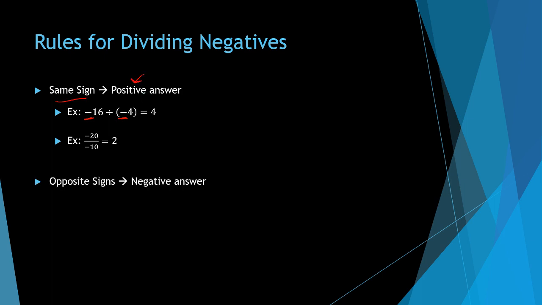Now if you have opposite signs, meaning one positive and one negative, your answer is going to be negative. So opposite signs means one positive and then one negative. Your answer is going to be negative. So negative 16 divided by 4 is going to give you negative 4. 20 divided by negative 10 is going to give you negative 2.